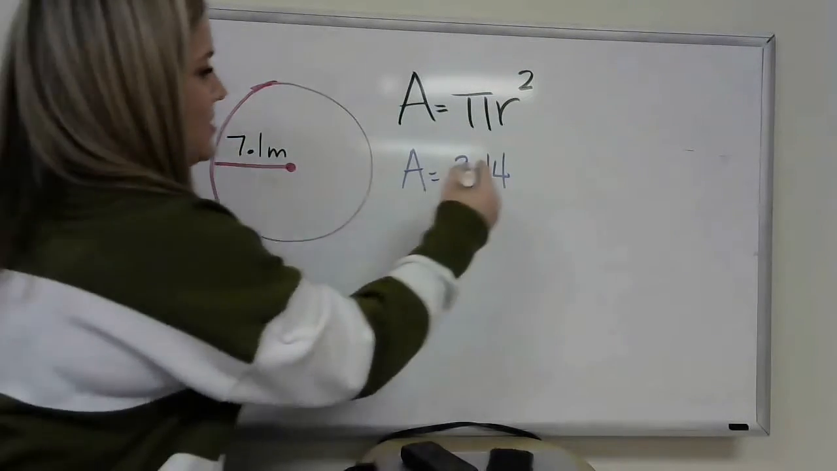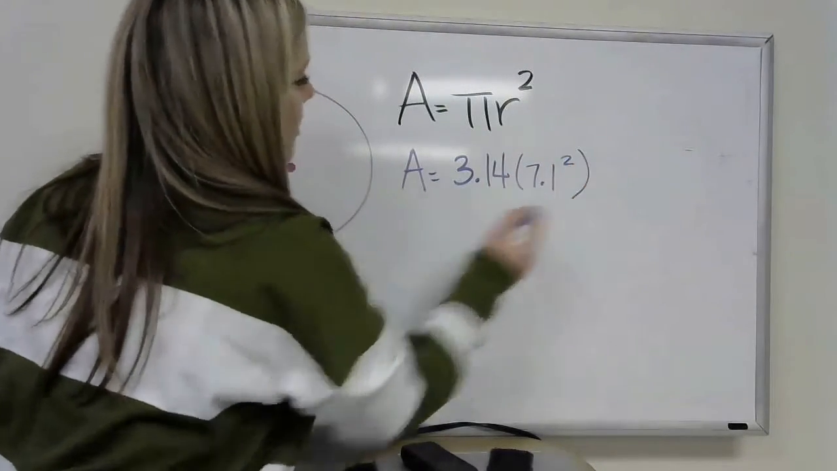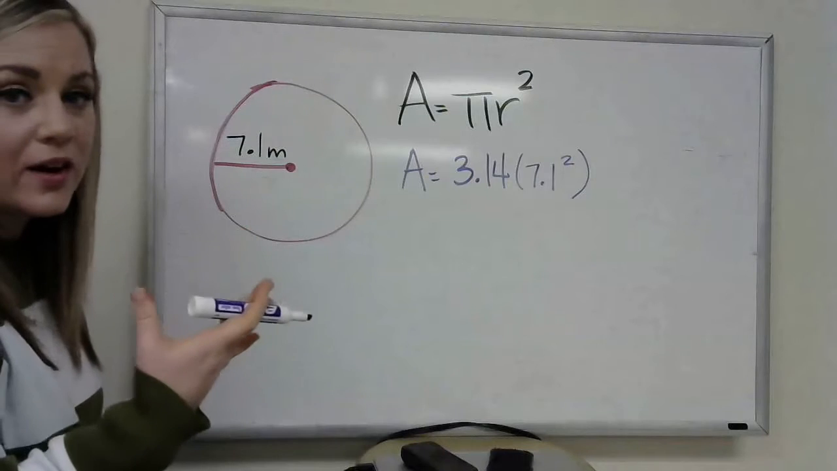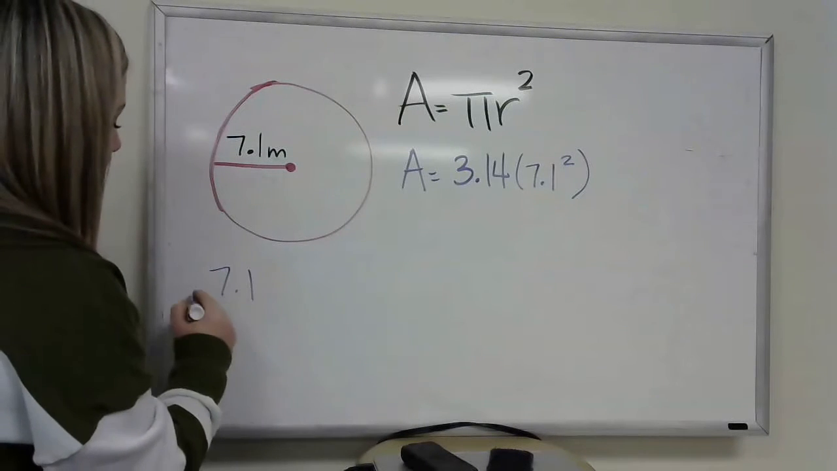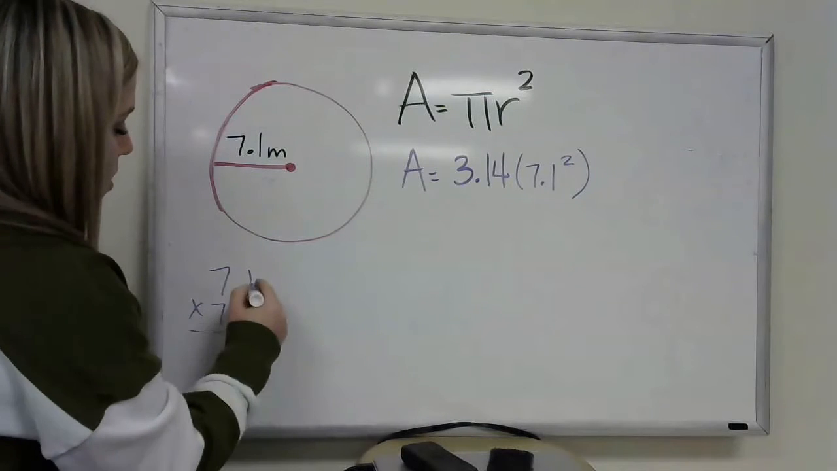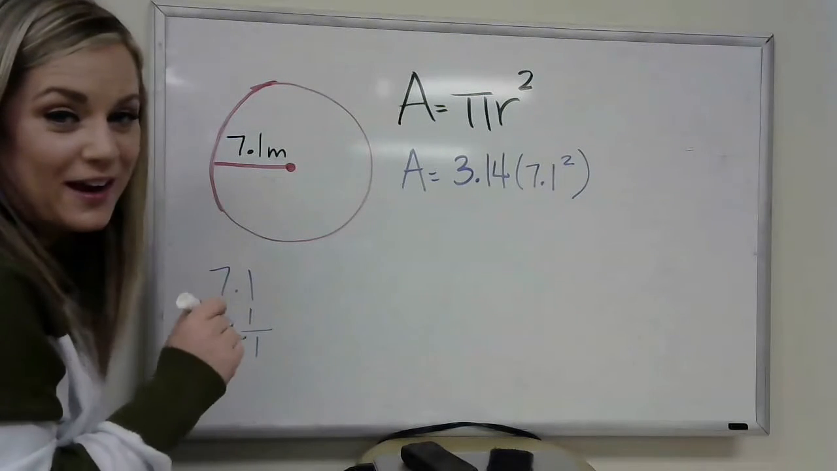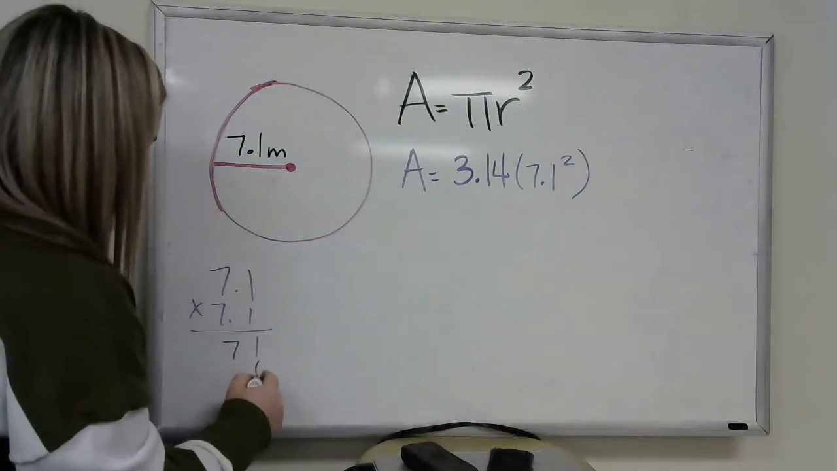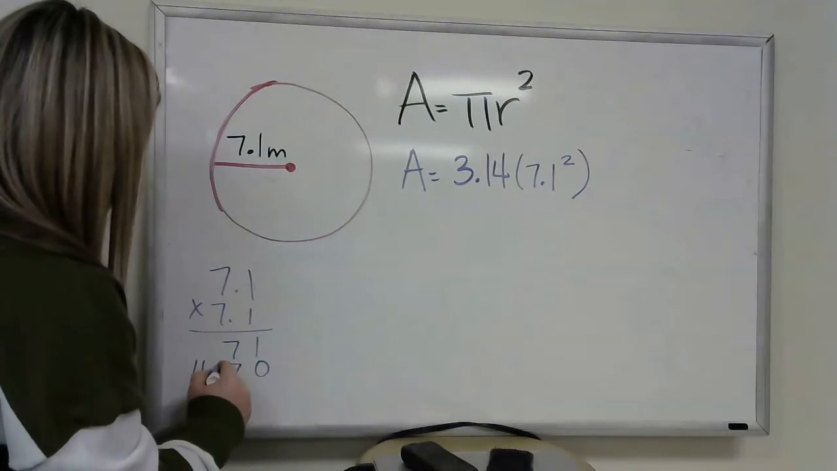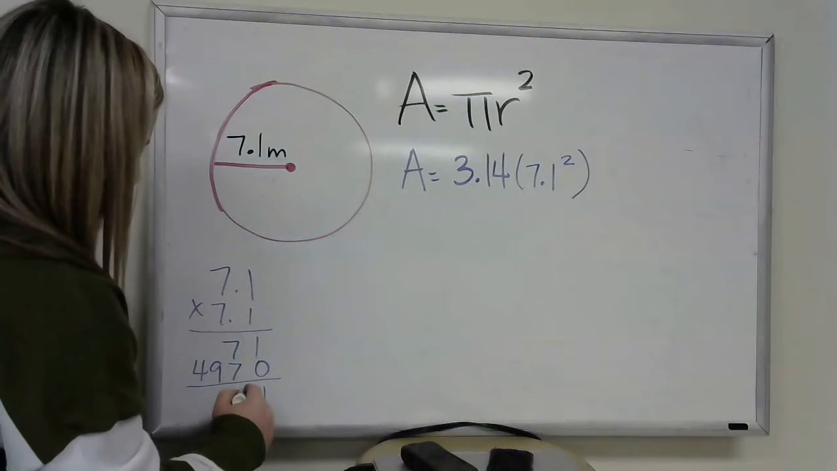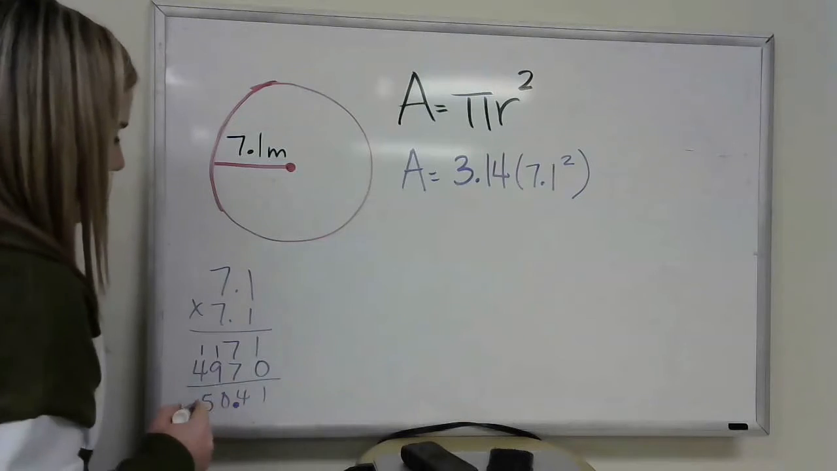And we have it. So times 7.1 squared, okay? So we know that squaring is timesing it by itself. So let's do that really quickly. 7.1 times 7.1. 1 times 1 is 1. 7 times 1 is 7. This is when, if you had a calculator, it comes in handy. 0. 1 times 7 is 7, and 7 times 7 is 49. And let's add this, 14, 10, 5. And we're going to bring our decimal 2 places.